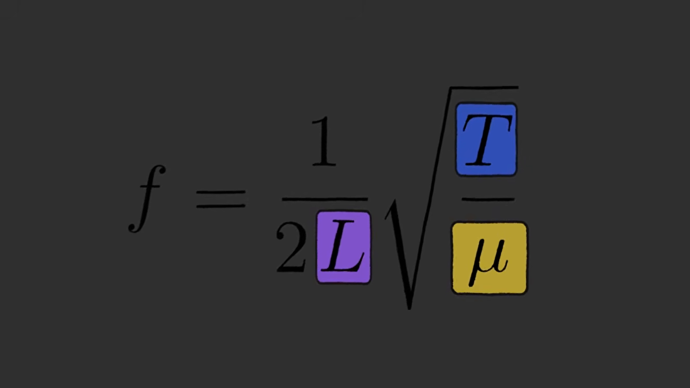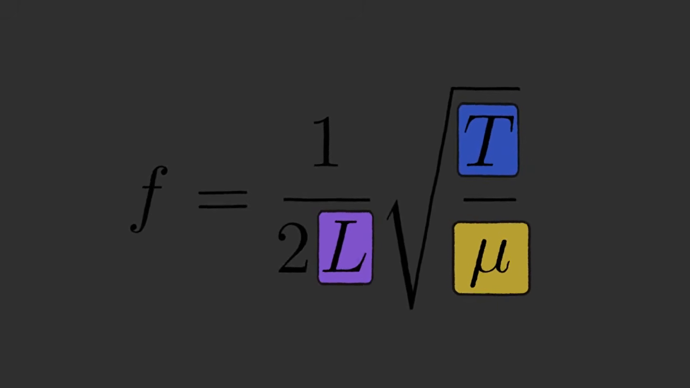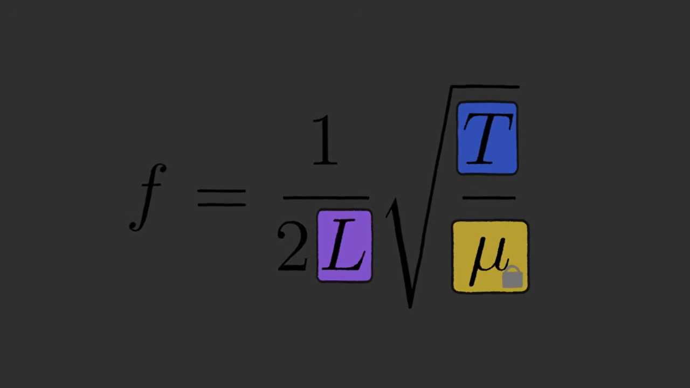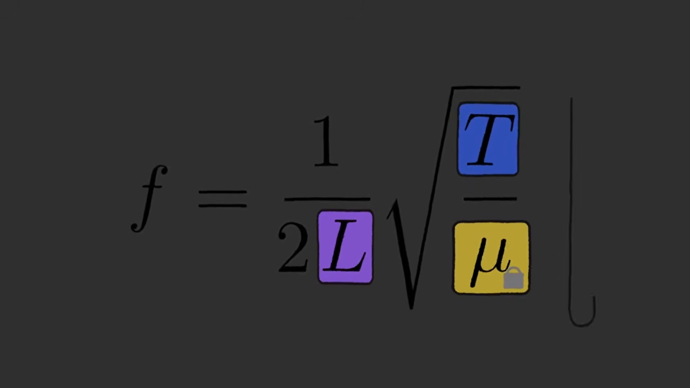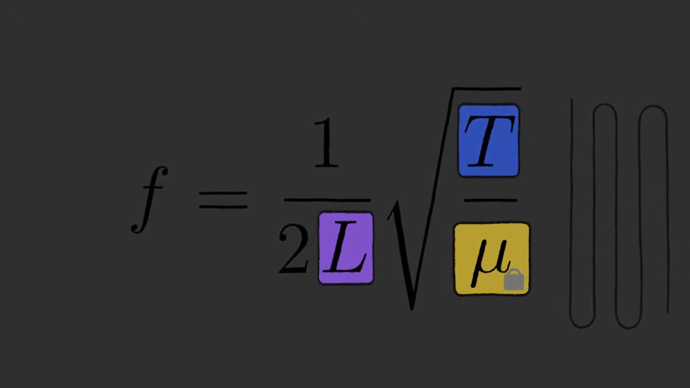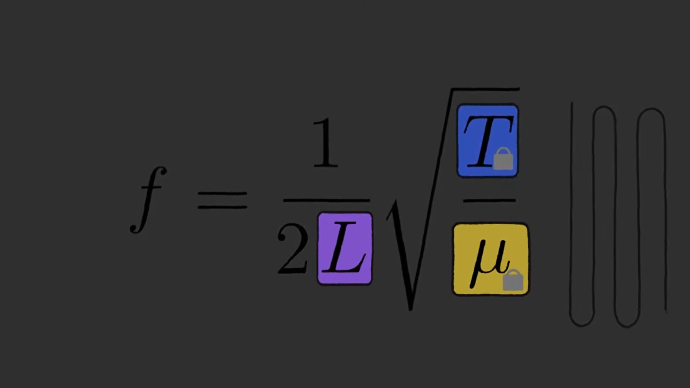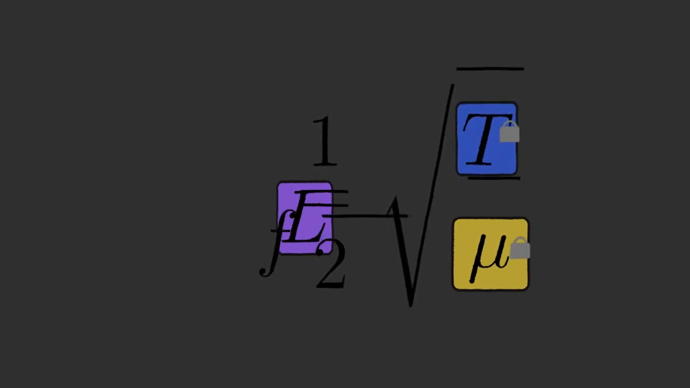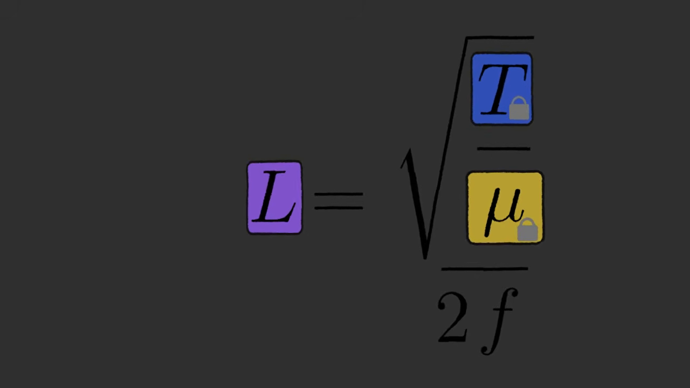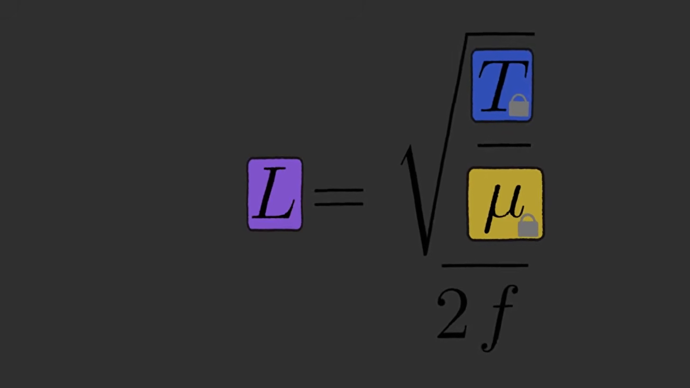Now, to keep things simple, I'd like to use the same string material for each note. This means we can lock in mu as a constant. If I use literally the same string for all of the notes, it dramatically simplifies the tuning because the tension will be the same for all of the strings. And that leaves us with a single variable, which is perfect for calculations. I'll rearrange the equation to solve for length, and this will allow us to plug in a desired frequency and calculate a length as the result.